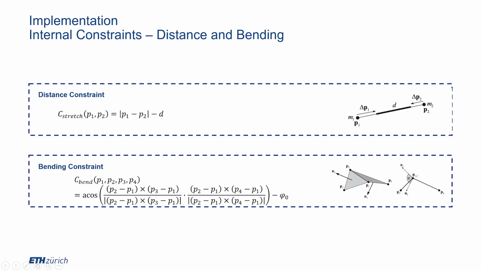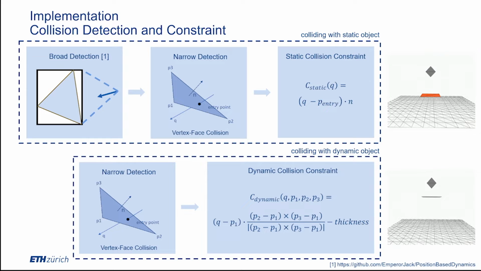Constraints have two types. The first type is internal constraints. They could be generated before the simulation. We consider two internal constraints in our work, the distance constraint and the bending constraint. The other constraint type is collision constraints.